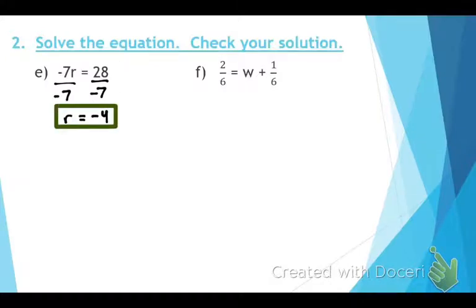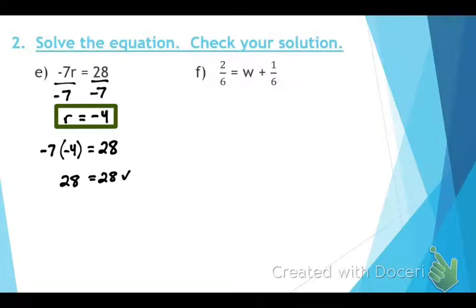Okay, so now we'll plug that back in. -7 times -4. If I have two negatives multiplied together, will my answer be positive or negative? It will be positive because 2 is an even number, and if you have an even number of negative signs, your answer is going to be positive. So this is correct. 28 equals 28. If you did not get that, please erase it and fix it.